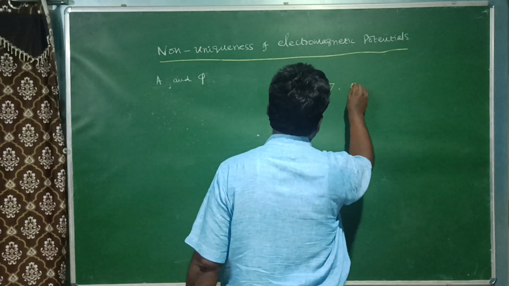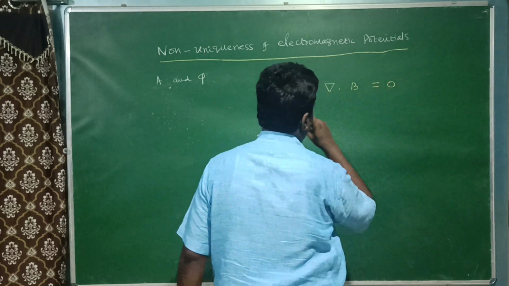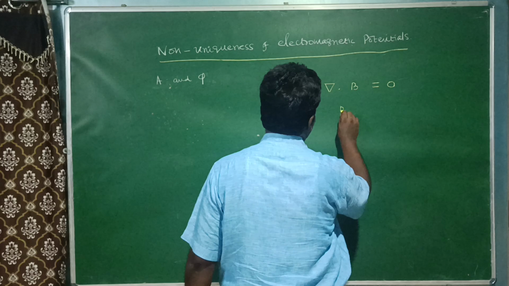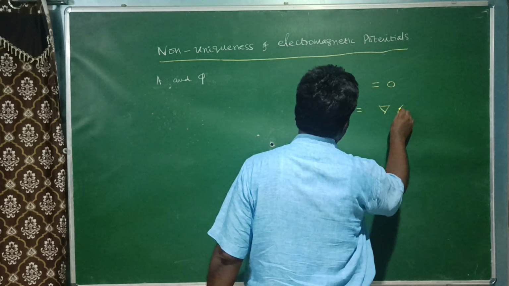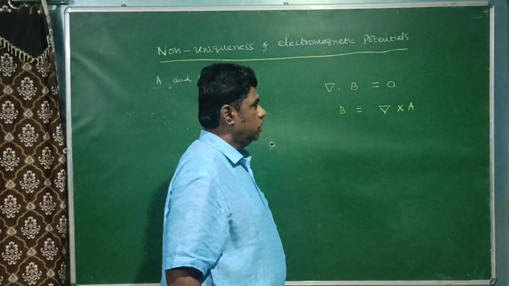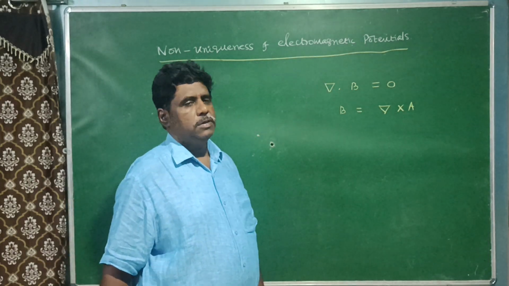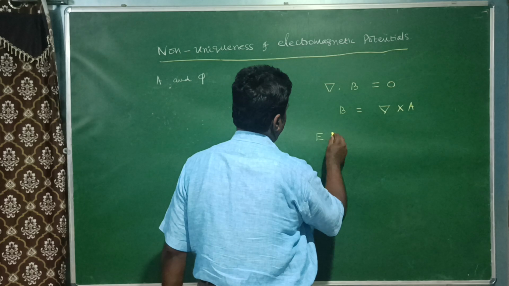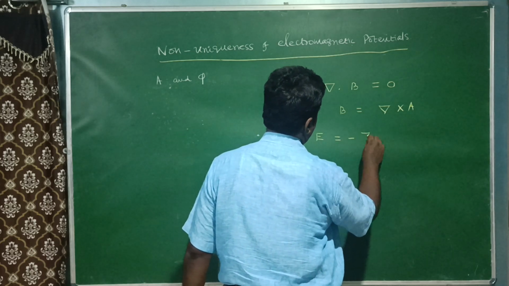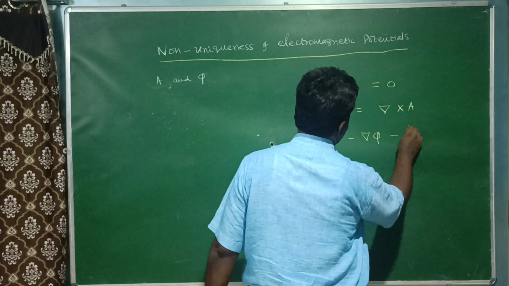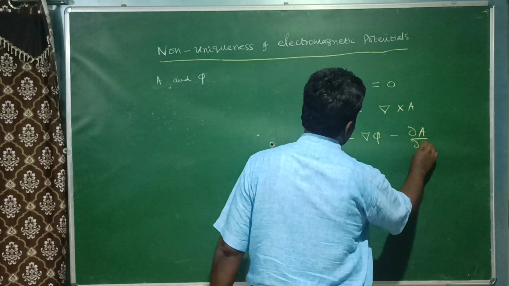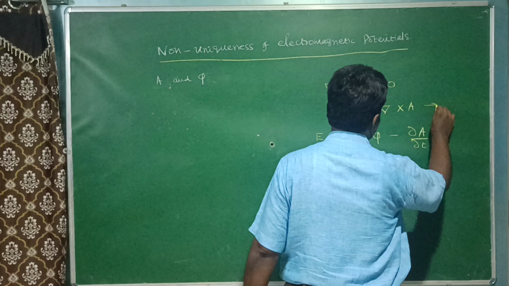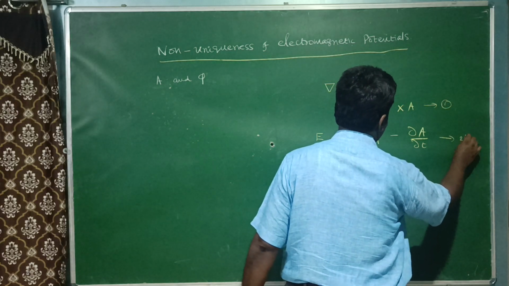You know the condition del dot B equal to 0, Maxwell's field equation. From this, B equal to curl A, curl of the vector potential. Divergence of curl of a vector equal to 0. Now we may define the electric field E equal to minus grad phi minus dou A by dou t. This is our electric field. Consider this is equation 1, this is equation 2.